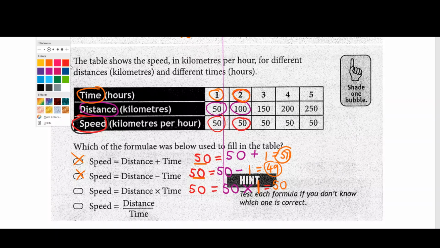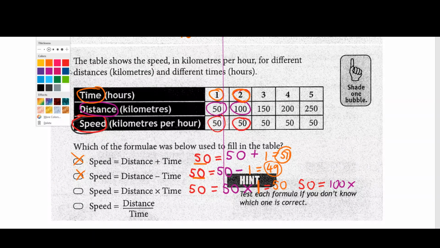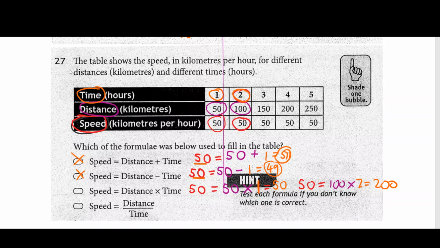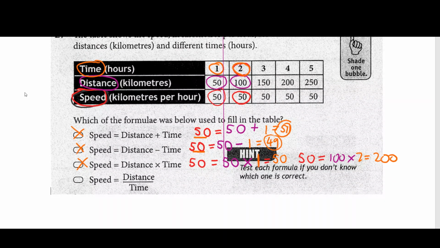So we've got here 50 equals 100 times by 2. Is that true? No, 100 times by 2 is 200. So no, that's not true. All right, so we know it's not this one. So it must be the last one, but let's check it. Okay?